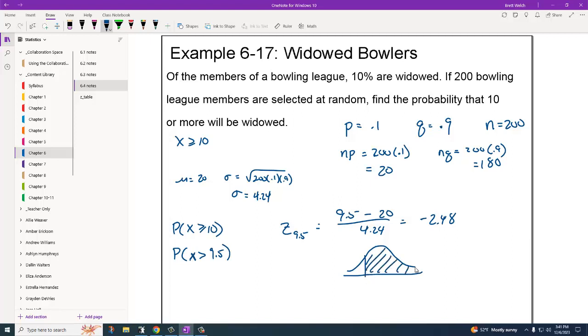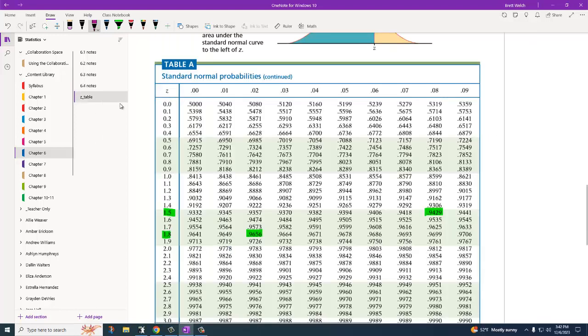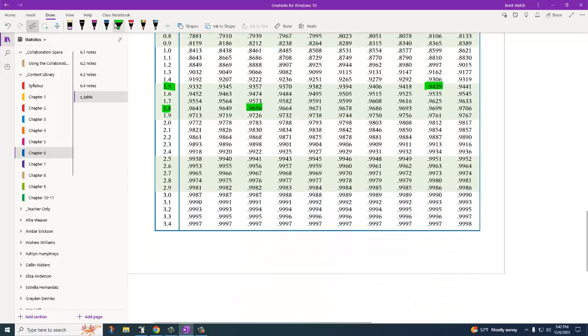Now, when we go to draw the distribution, remember that if what I'm looking for is the right-hand side, one quick way to find it is to change the sign and go the opposite direction, because that right side will be the same as the left side of positive 2.48. So rather than doing negative 2.48, getting the left side and subtracting that from 1, I can just go to the chart with a positive 2.48. 2.4, come over to 8, it's a 0.9934.